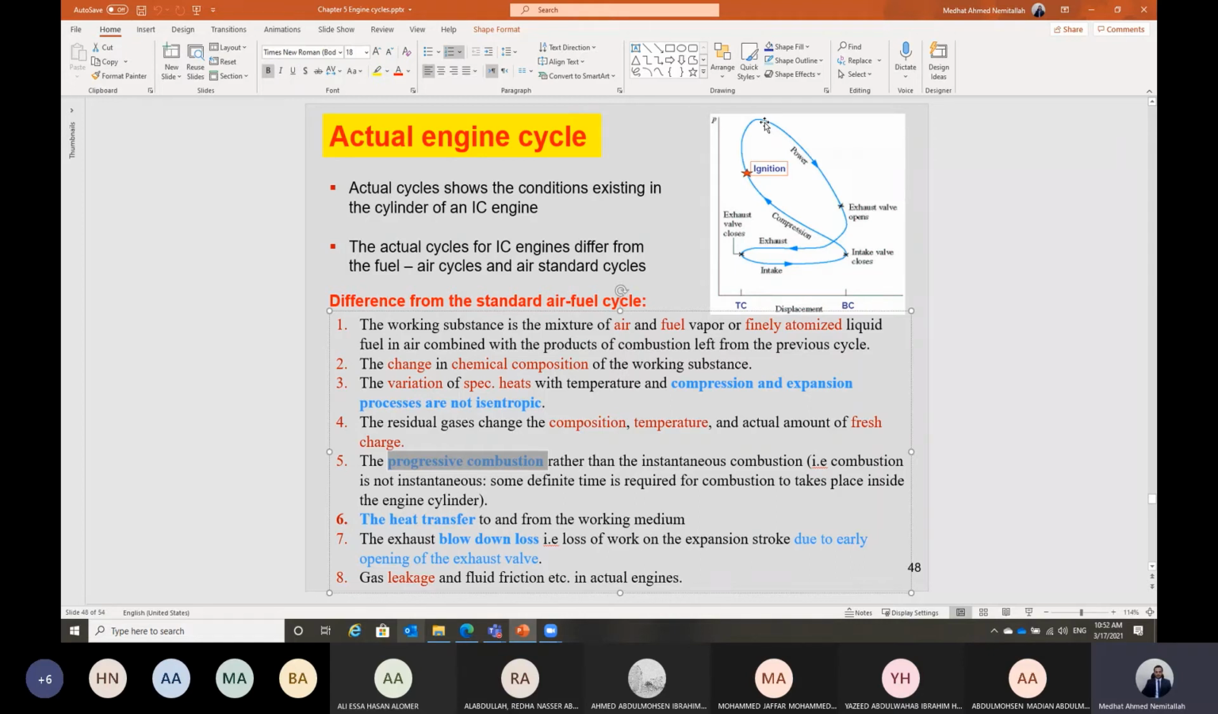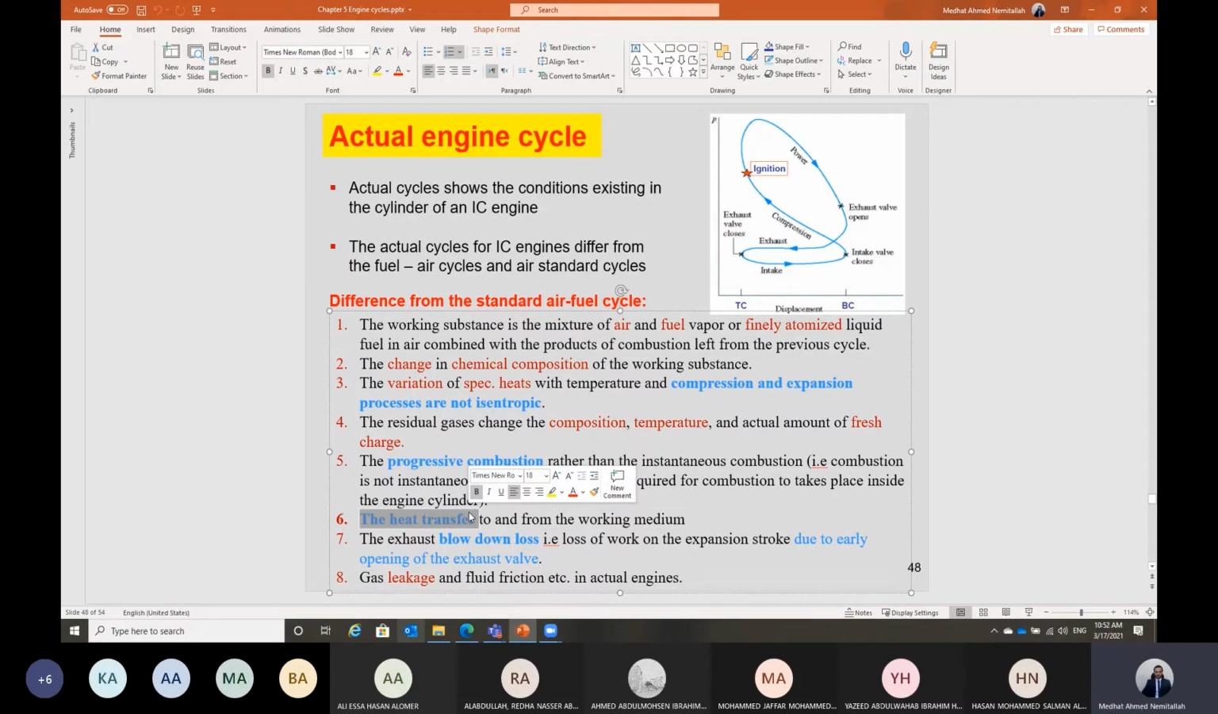Also, the second assumption: we have considered all processes, compression and expansion processes in the fuel air cycle, as isentropic. Isentropic means reversible and adiabatic. Reversible means we don't have any losses, we don't have friction losses, we don't have heat transfer losses. And the process is adiabatic, we don't have heat losses. So this does not represent the real case of the engine. In the real case of the engine, we should have some heat transfer. In the fuel air cycle, we assume that all processes are adiabatic. We don't have heat transfer.